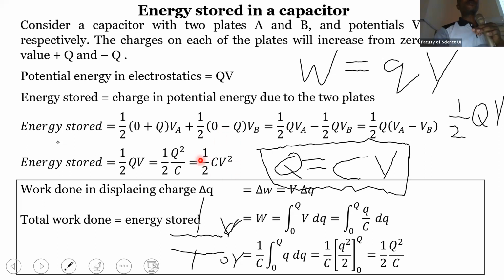When you know half CV squared to be the energy stored, and you are in a scenario where you don't have C, then you can easily replace the C with Q over V, and when you do that, you have half QV. When you don't have V, you can replace the V with Q over C, and you'd have half Q squared over C.